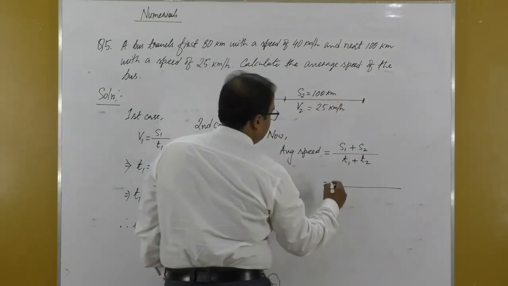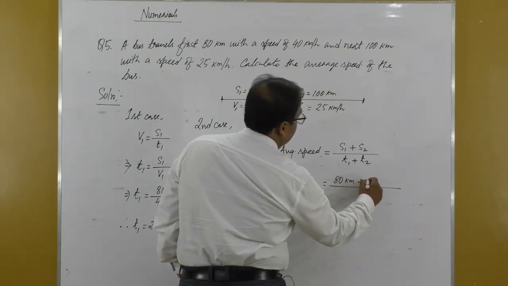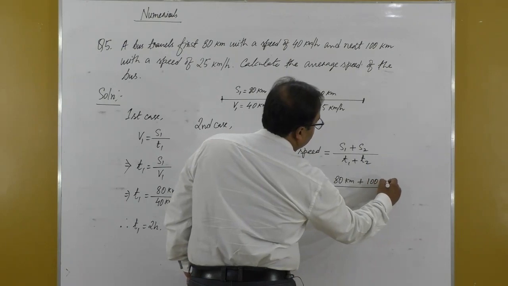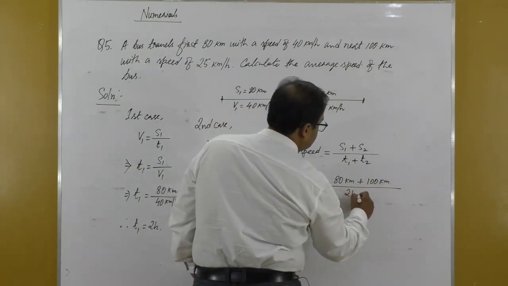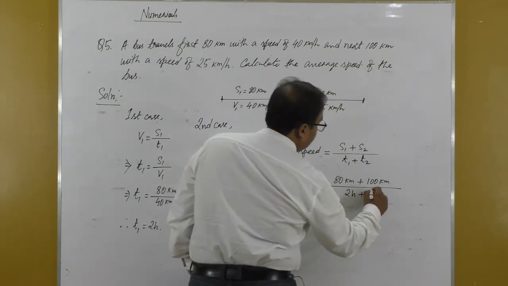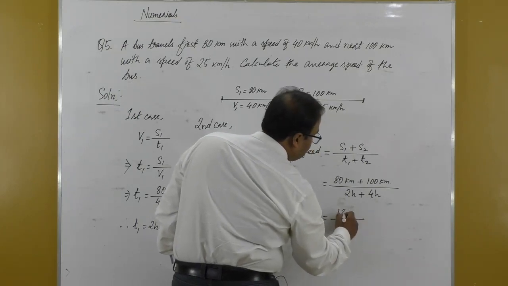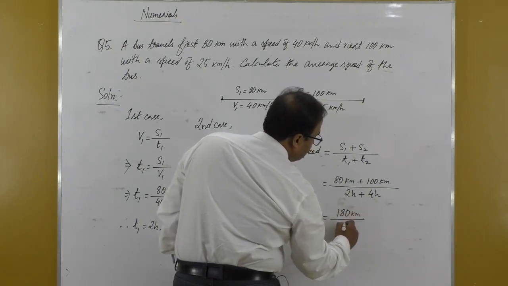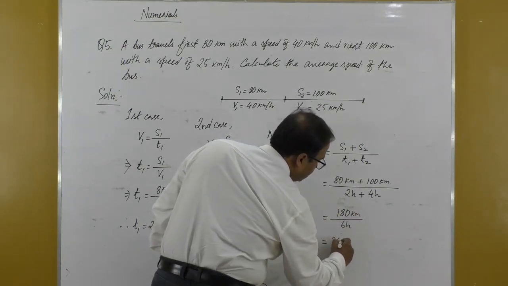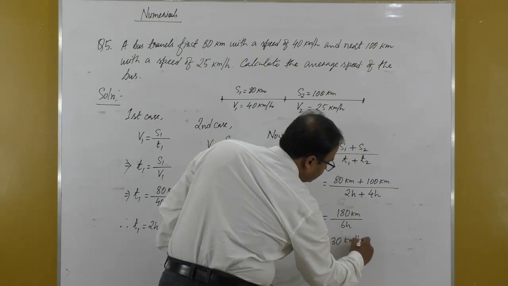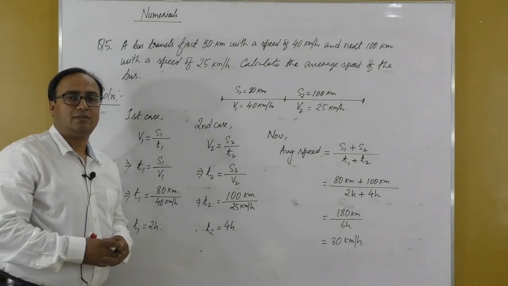So S1, 80 kilometer plus 100 kilometer, by T1, which is 2 hours, plus T2, 4 hours. So it will be 180 kilometer by 6 hours, and if you divide you will get 30 kilometer per hour. So the average speed of the bus is 30 kilometer per hour.